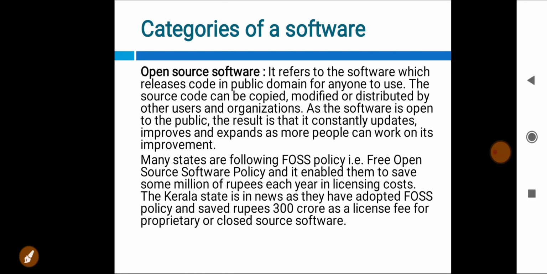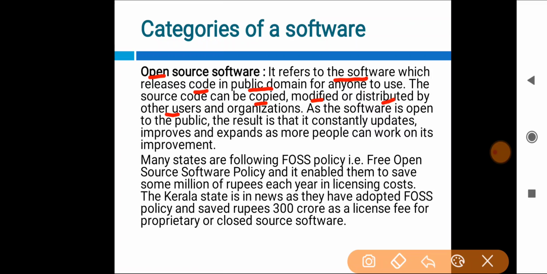So what do we mean by open source software? As the name indicates, open means it is open for all. There are many developers in the world who want their codes to be distributed freely to the public for their use. Basically, they want to benefit the community. So this type of software releases the code in the public domain for everyone to use. And this source code can be copied, modified and distributed to other users and organizations.